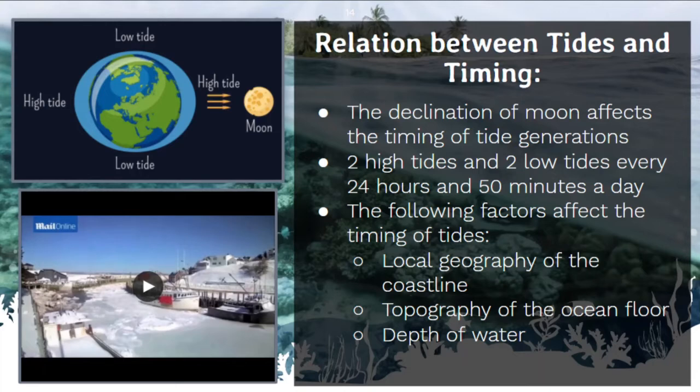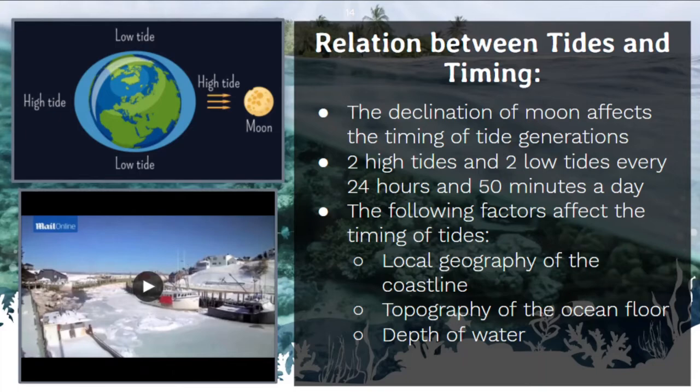Now, the difference between the 2 is going to be local geography, what the coastline looks like. That will depend on how high the tide rises or how far it goes out. The topography of the ocean floor, even though you don't see it, definitely plays a part in the difference in the tide and how far it recedes and goes back up. And then, of course, the depth of the water.